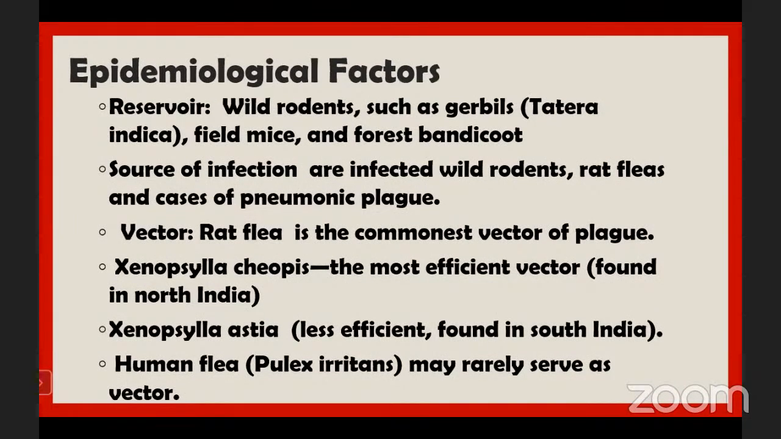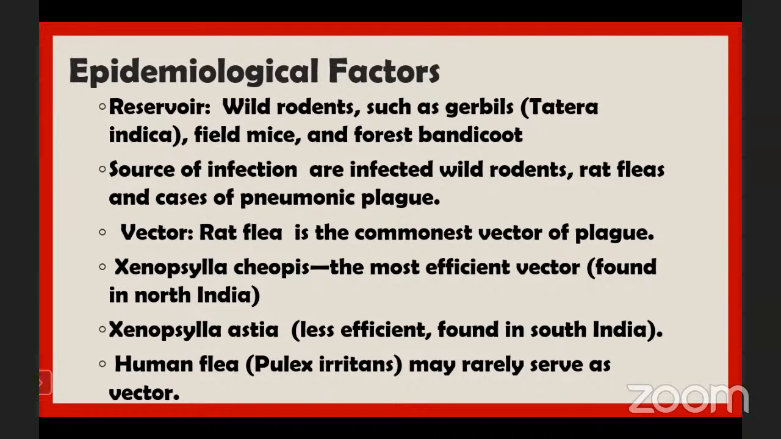The reservoirs of plague are wild rodents such as gerbils, Tatera indica, field mice, and forest bandicoot. The sources of infection are mainly infected wild rodents, rat fleas, and cases of pneumonic plague. The most important vector for plague is the rat flea.